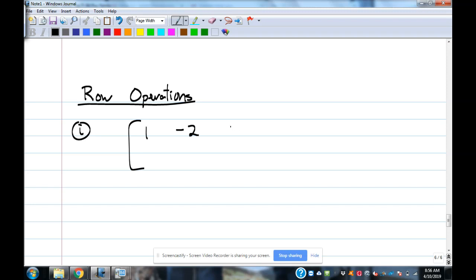We'll do this one: 1, -2, 2, 0, 1, 3. They give you this matrix, and then they say, perform this row operation. 2 times row 2 plus row 1 equals row 1. What this tells us to do is to take row 2 and double it, add that to row 1, but only change row 1. Row 2 in our answer should be the exact same thing that it is here. Whatever it's equal to, that's the one that's changing. Row 1 is the only one that's changing.